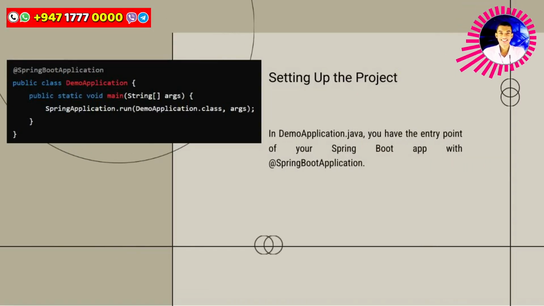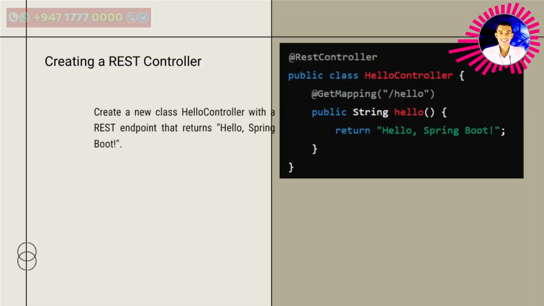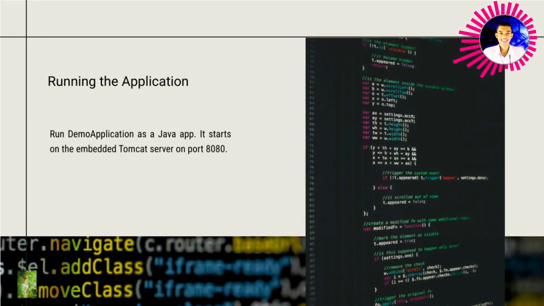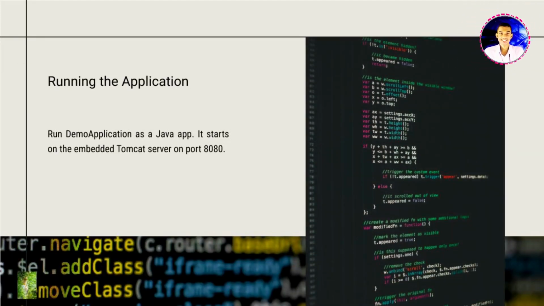In DemoApplication.java, you have the entry point of your Spring Boot app with that SpringBootApplication annotation. Create a new class HelloController with a REST endpoint that returns Hello, Spring Boot. Run DemoApplication as a Java app. It starts on the embedded Tomcat server on port 8080.